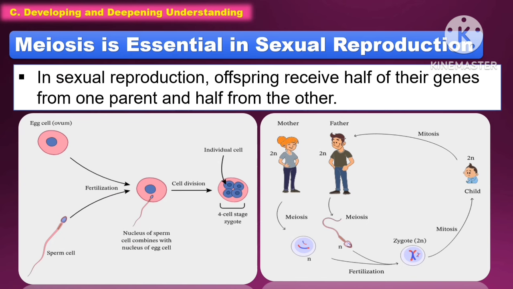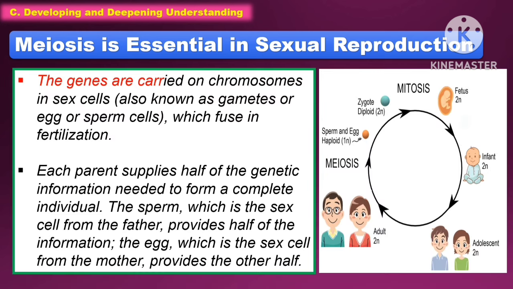In sexual reproduction, offspring receive half of their genes from one parent and half from the other. The genes are carried on chromosomes in sex cells, also known as gametes, the egg or the sperm cells, which fuse in fertilization. Each parent supplies half of the genetic information needed to form a complete individual. The sperm, which is the sex cell from the father, provides half of the information, and the egg cell, which is the sex cell from the mother, provides the other half.